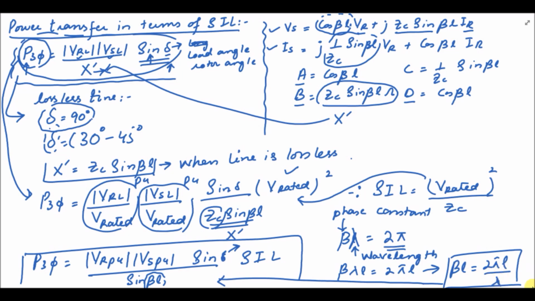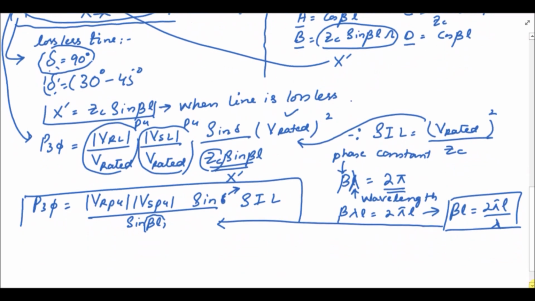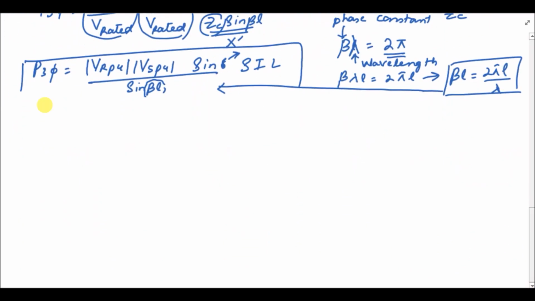So the final formula for P3 phase real power in terms of surge impedance loading will be VR per unit multiplied with Vs per unit, divided by sine 2 pi L over lambda.